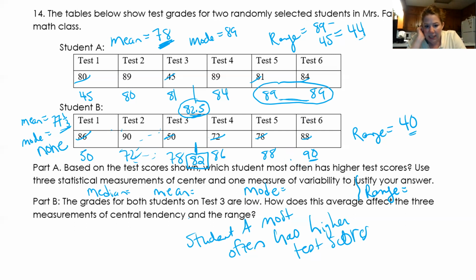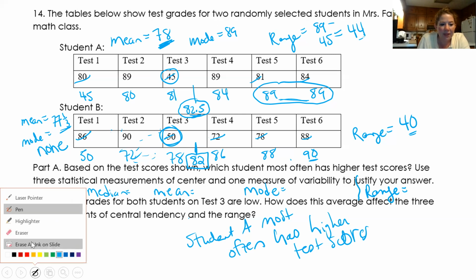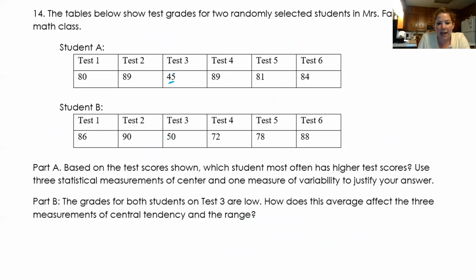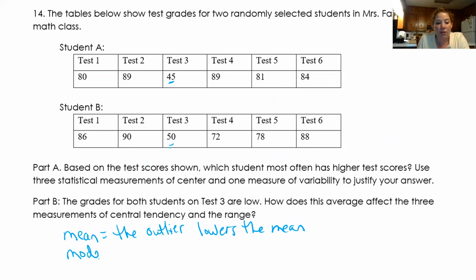All right, let's look at part B. The grades for both students on test 3 are low. I agree with you. A 45 here and a 50 here for test 3. How does this average affect the three measures of central tendency and the range? Since both of these students have a low outlier, what does it do for the mean? The outlier lowers the mean. What about the mode? The outlier has no difference, right?